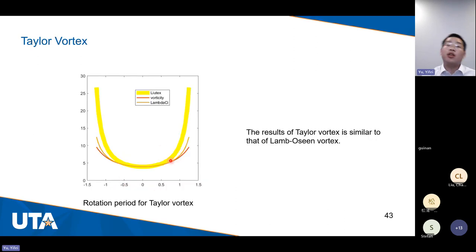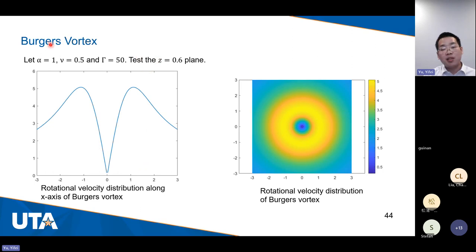And we see the period, we can also see the difference. So we can say the second generation Q and lambda CI is a good improvement compared with vorticity. But they are still not exactly the same as Liutex. They have some difference with Liutex. And let's see Burgers vortex. I let alpha be 1, nu be 0.5, and gamma be 50. And since Burgers is 3D, I choose the slice where z is 0. Again, the velocity distribution, the contour of the velocity.